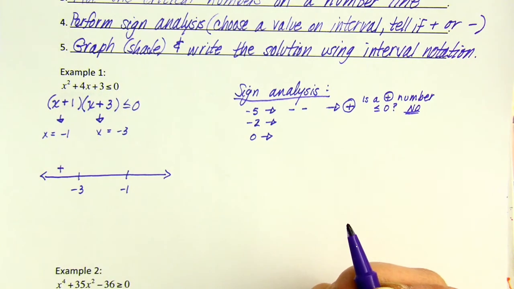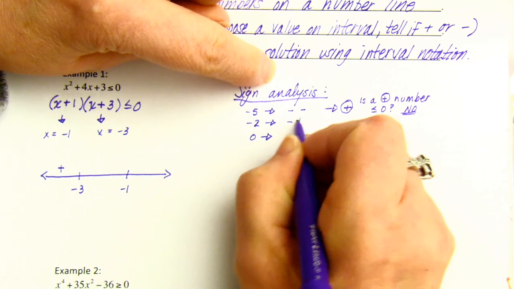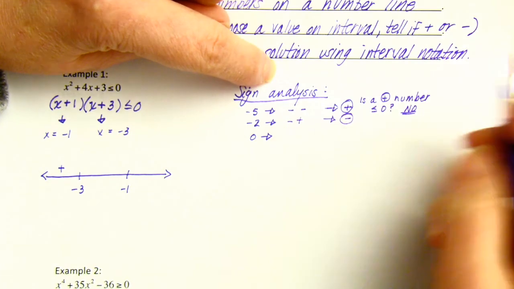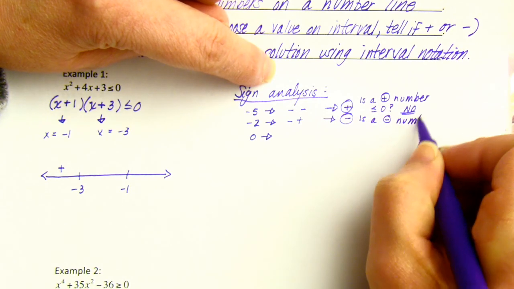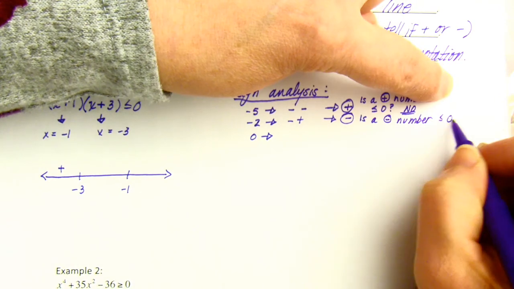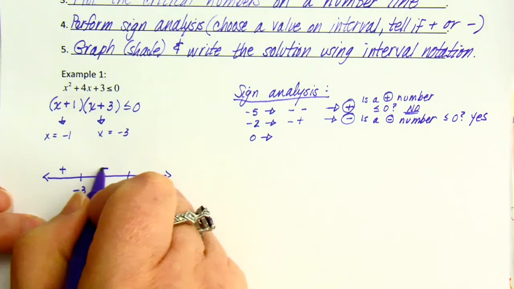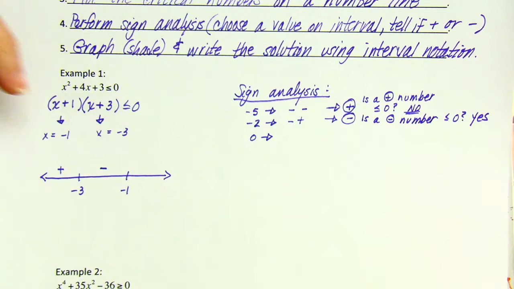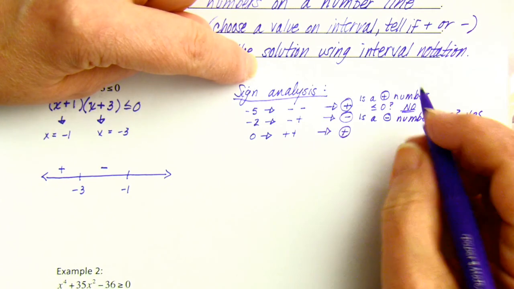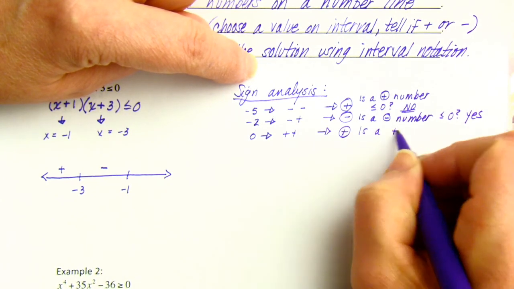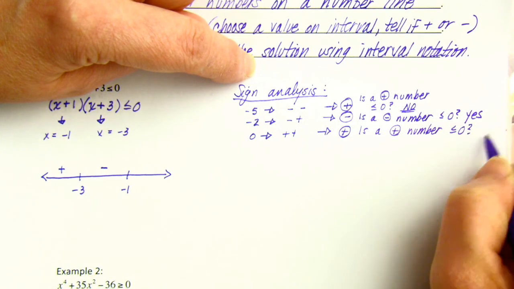All right, test a negative 2. If I put a negative 2 in here, that's negative. If I put a negative 2 in there, that's positive. So negative, positive, result is negative. Is a negative number less than or equal to 0? And we say, yes, it is. This in between was negative. All right, test 0. That's going to be positive. That's going to be positive. Positive, positive, result is positive. Is a positive number less than or equal to 0? And we're like, no.